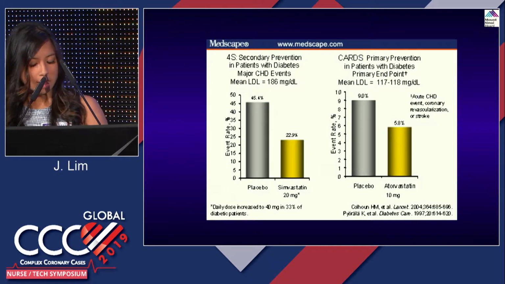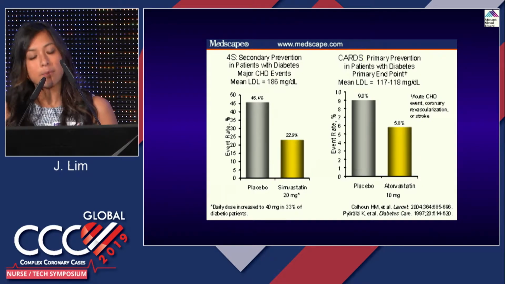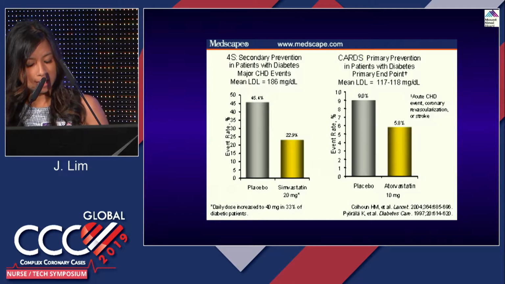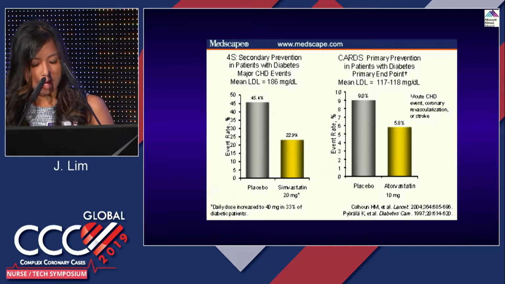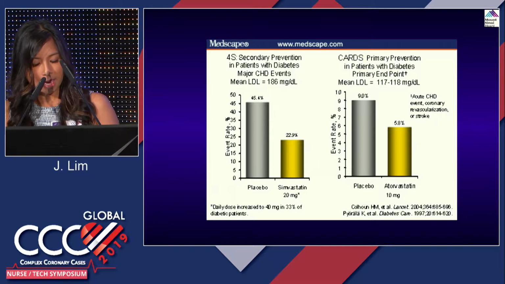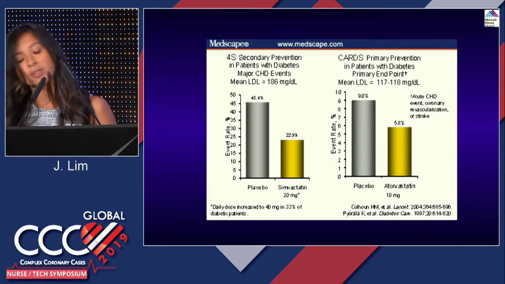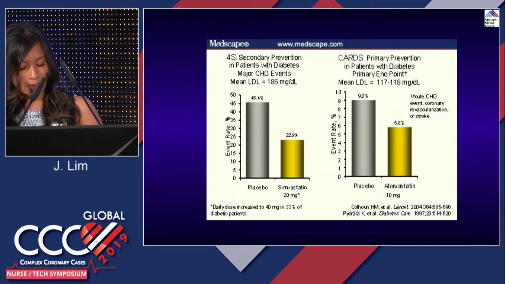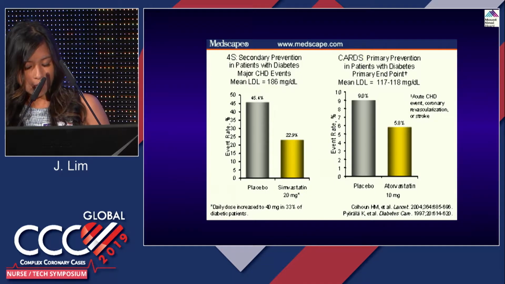So here are 2 studies showing the benefits of statins in diabetic patients. There was the 4S study showing simvastatin versus placebo. Simvastatin decreased major CHD events, so that was 22.9% versus the placebo, 45.4%. And there was the CARDS primary prevention study, where the use of atorvastatin decreased acute CHD events with 5.8% occurrences versus 9% with the placebo.